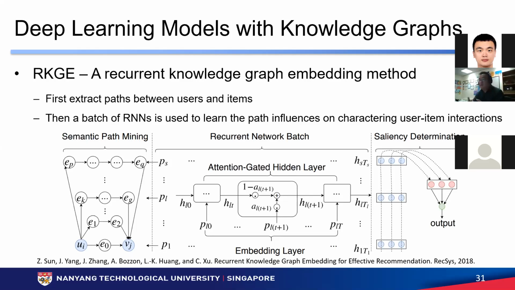This approach first extracts the paths between users and items, and then uses a batch of RNNs. So it's not just a single RNN. Each RNN corresponds to one path, and this batch of RNNs is used to learn the path influences on the user-item interactions. This is the approach published at RecSys 2018.